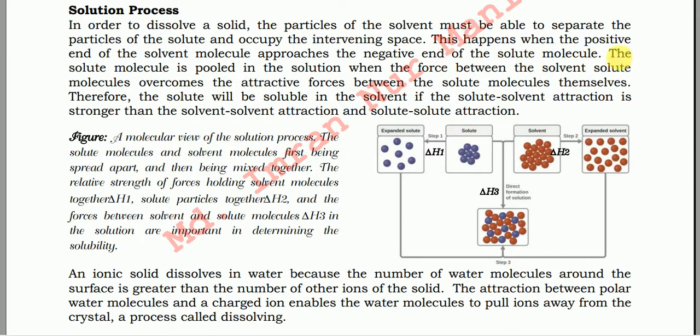This happens when the positive end of the solvent molecule approaches the negative end of the solid molecule. I already told you that if it is a water molecule, then the water molecule will have a positive pole of hydrogen ions and a negative pole composed of oxygen. This will happen because there is a difference in electronegativity between the hydrogen and the oxygen. Oxygen is more electronegative than hydrogen. That is why they will produce a dipole, or the molecule will have different poles or different charges. One is a positive charge, another is a negative charge.